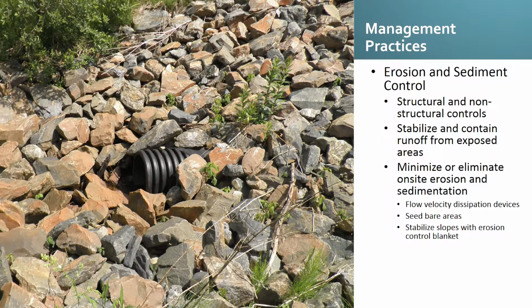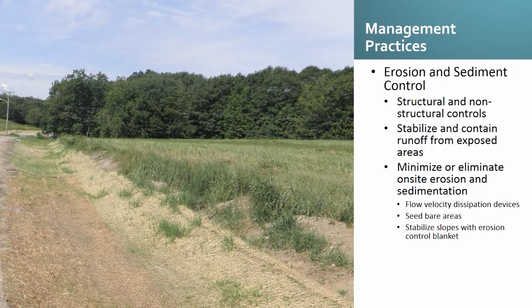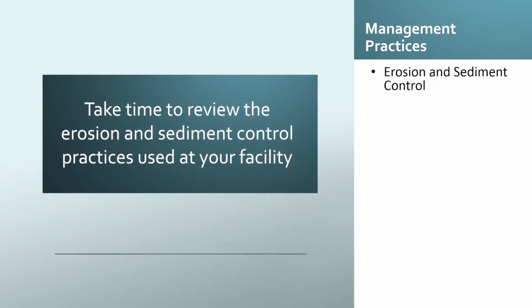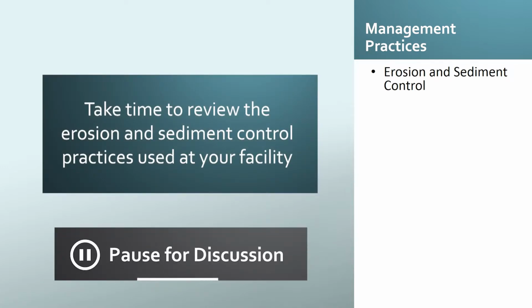Some examples of erosion and sediment control measures would be flow velocity dissipation devices, so slow down the water. You could use a level lip spreader. You should seed any bare areas, don't have exposed soil, and stabilize slopes with erosion control blanket. Take time to review the erosion and sediment control practices used at your facility.